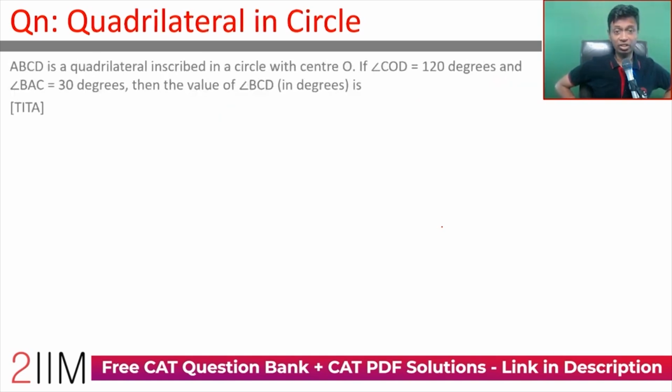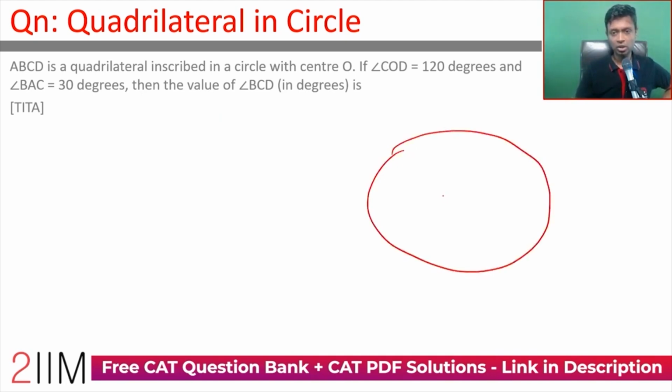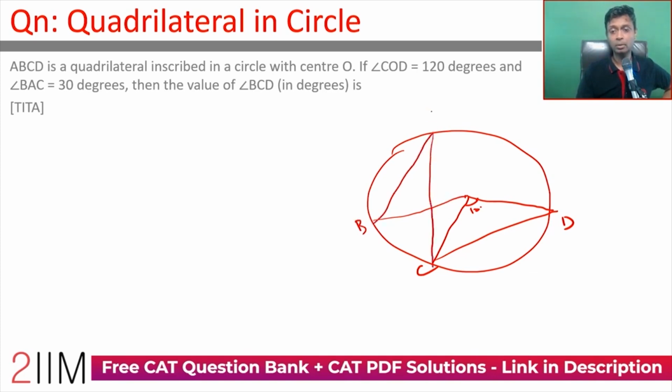ABCD is a quadrilateral inscribed in a circle with center O. And so ABCD is a quadrilateral. Angle COD is 120 degrees. So let's draw the COD first. It's 120 degrees. BAC is 30 degrees. So let's draw this. BAC. BAC is 30 degrees. This is the center O.